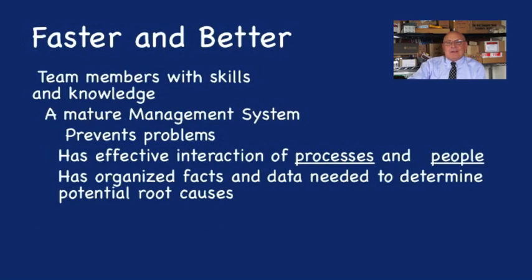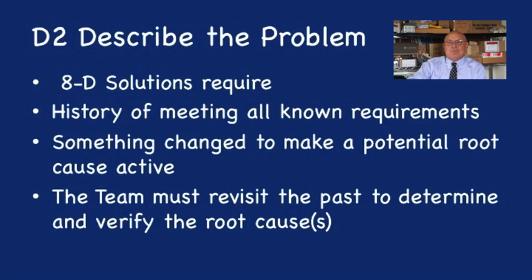So an effective and well implemented quality management system is what helps you solve problems, along with a team of highly skilled and qualified people. Ironically, the organization that does the best job of preventing problems will do the best job of solving them in the long run. So D2 is describe the problem. We're not going to discuss all the other disciplines, but the first thing we need to know is what the principles of 8D are.